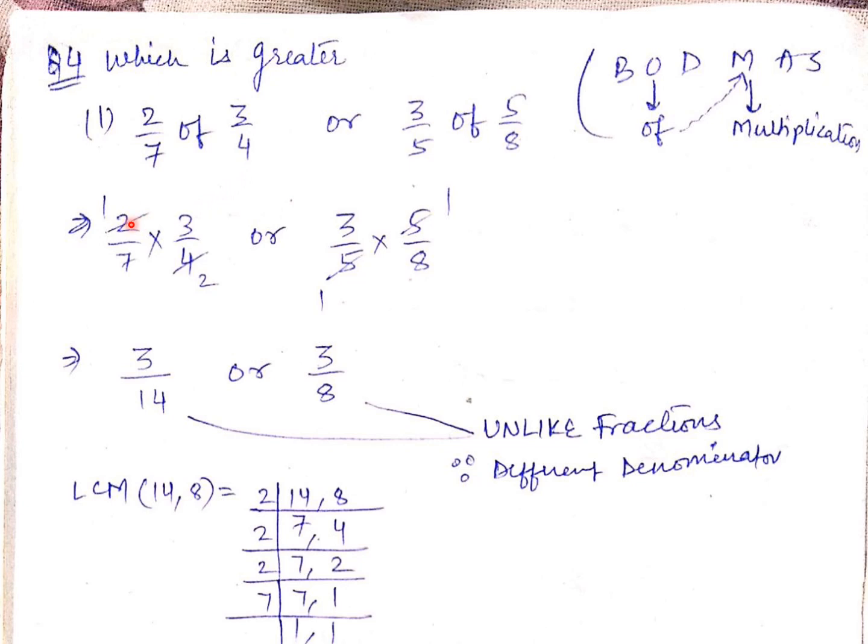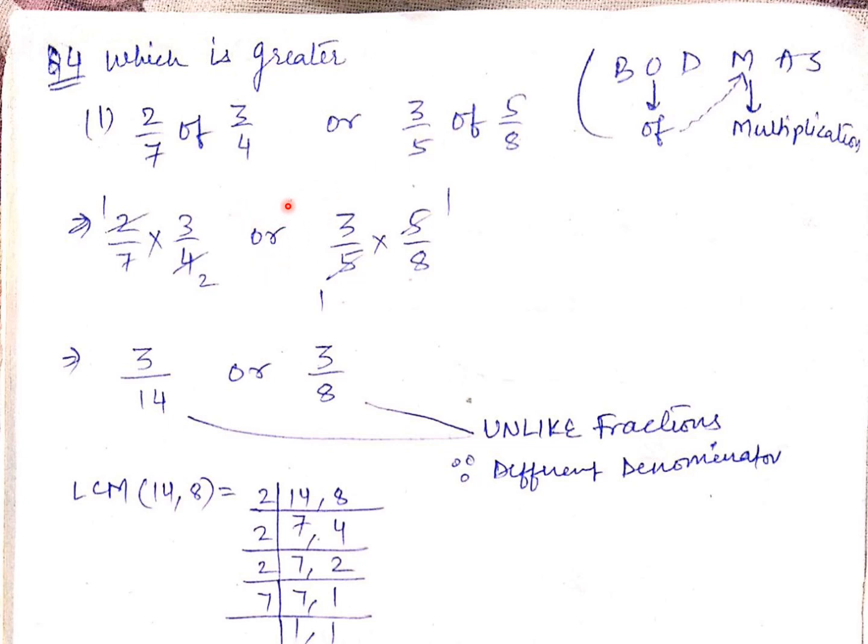So we can write like this: 2 upon 7 into 3 upon 4. Now, as you can see, we can take 2 and 4. They have the same common factor, that is 2. So 2 ones are 2, 2 twos are 4. And let's take the other also.